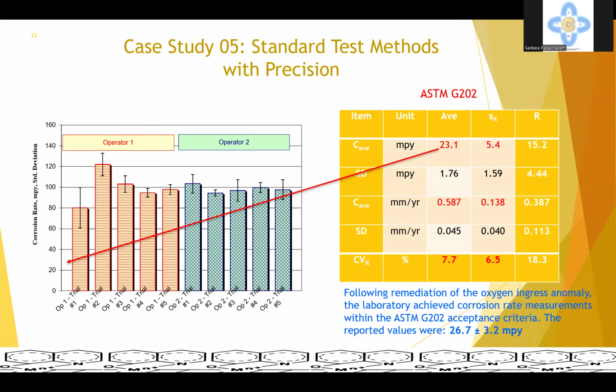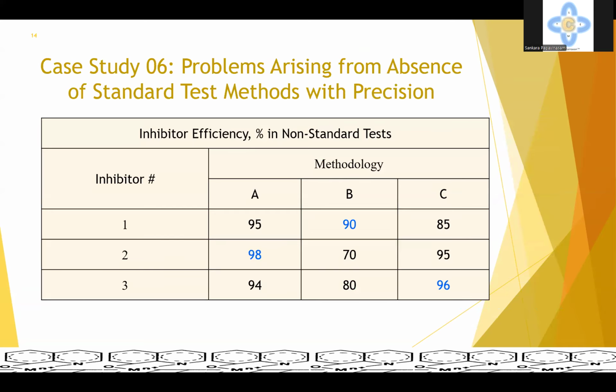Now let us also talk about some of the issues that happened when we don't have a precision statement, when we don't use standard test methods with precision. This data actually was published by Materials Performance, and Milan Bartas, I believe, is in the webinar. He was a co-author of this paper. We had 3 inhibitors, inhibitor 1, 2, and 3. It was given to 3 different laboratories, and they followed 3 different methodologies, A, B, and C.